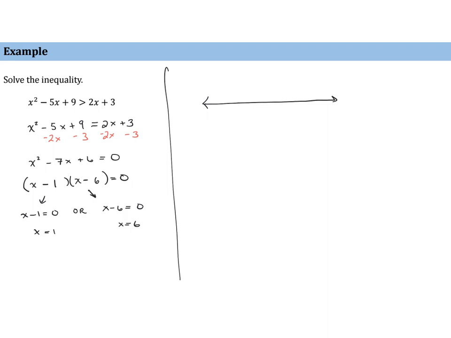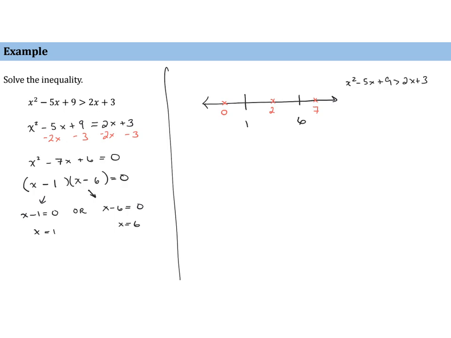So here's a number line, and I'm going to put 1 and 6 in order on that number line. Now you'll see that we have 3 intervals. So let's go ahead and choose values on each interval. So to the left of 1, I can choose 0. Between 1 and 6, we can choose any value. I'll choose 2. And to the right of 6, I'll choose 7. And now what I'm going to do is I'm going to look at the original inequality, x squared minus 5x plus 9 is greater than 2x plus 3.